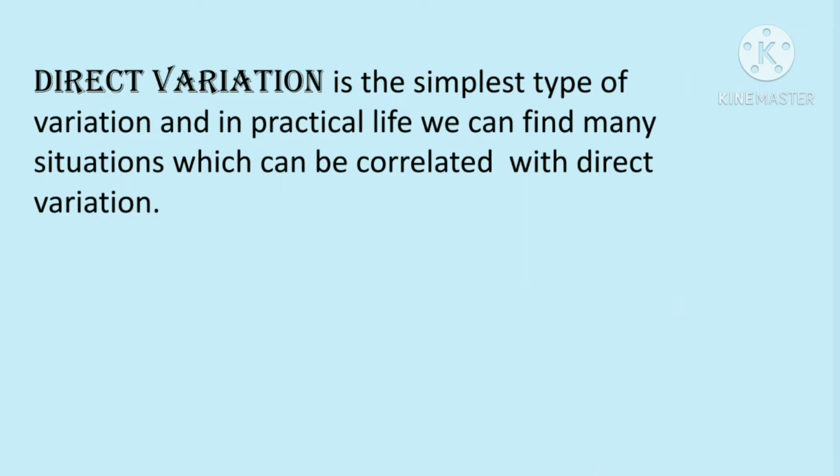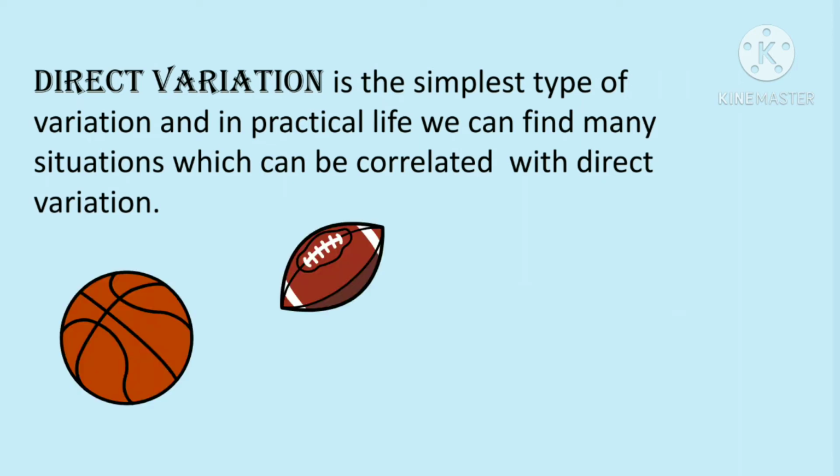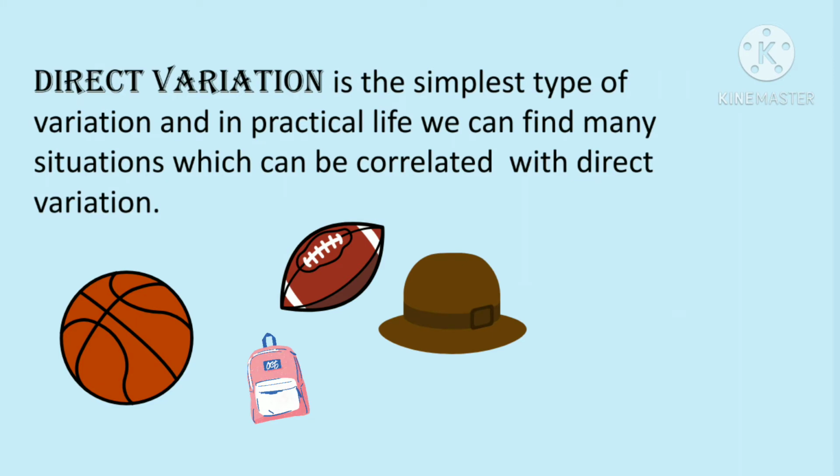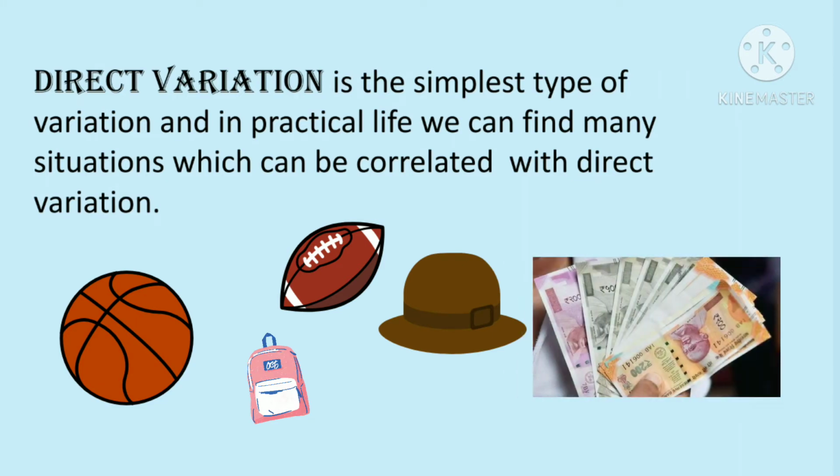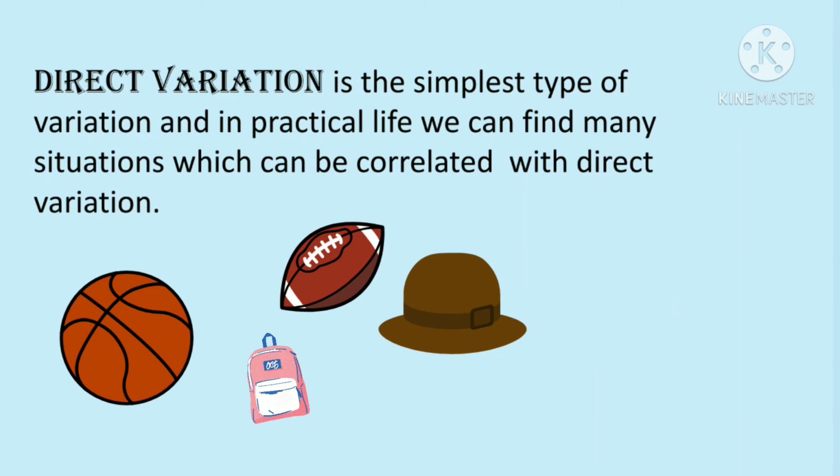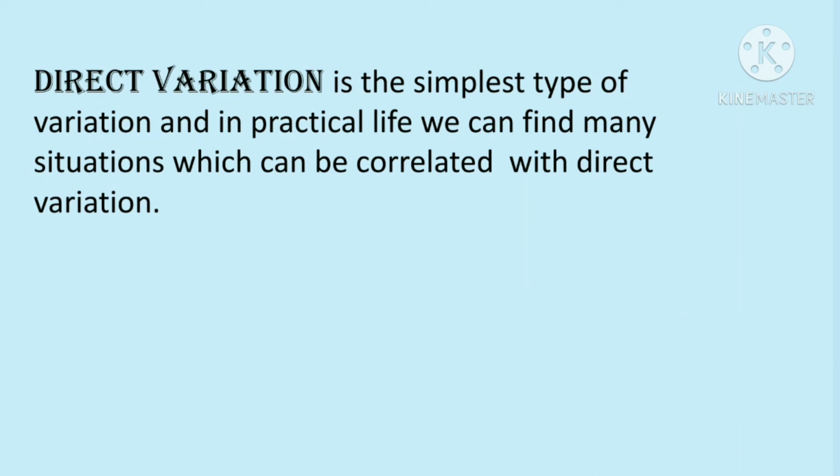Direct variation is the simplest type of variation, and in practical life, we can find many situations which can be correlated with direct variation. When you go to buy some items from the shop, when the number of items increases, the total cost also increases. Over here, you will see when one quantity increases, the other quantity also increases.